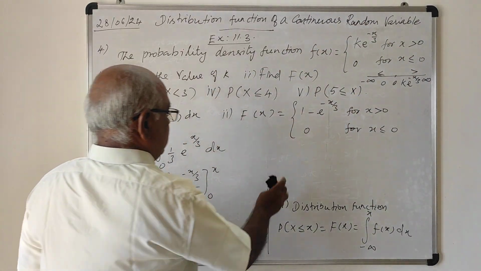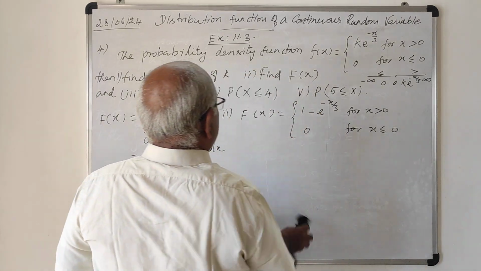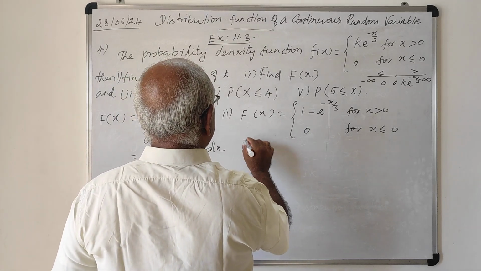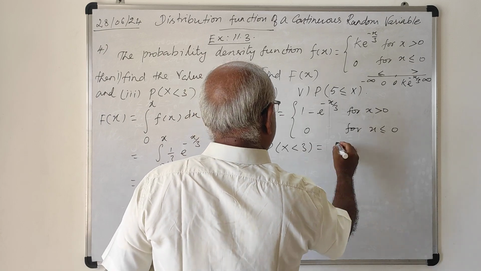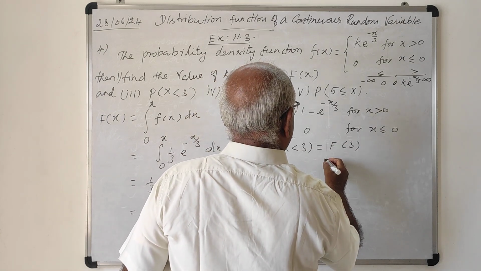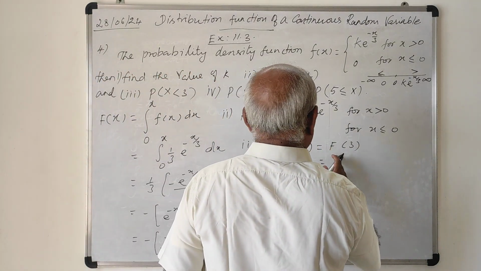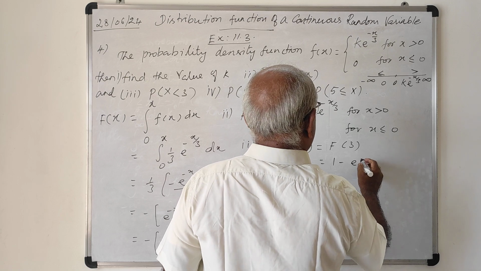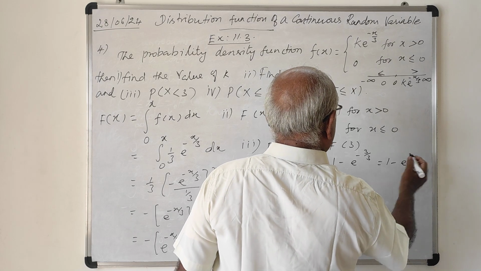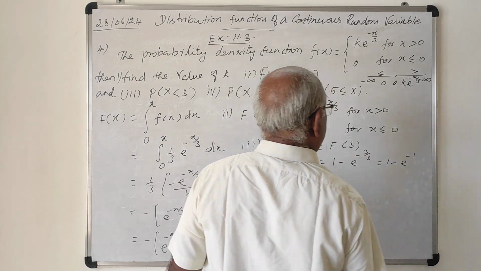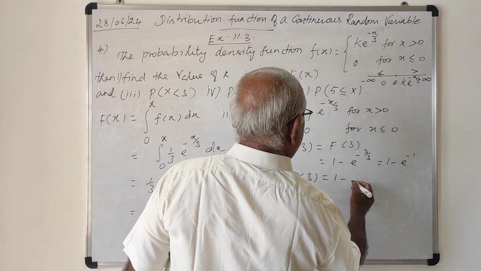Now we go to the third subdivision of the problem: probability of x less than 3. This is nothing but F of 3. F of 3 is 1 minus e power minus 3 by 3, substituting x equal to 3. That is 1 minus e power minus 1, since 3 by 3 is 1. So P of x less than 3 is 1 minus e power minus 1.